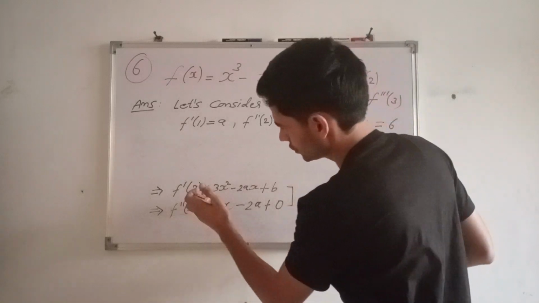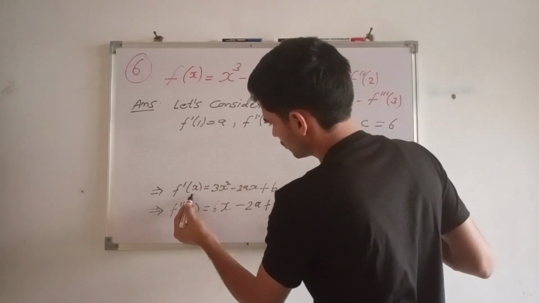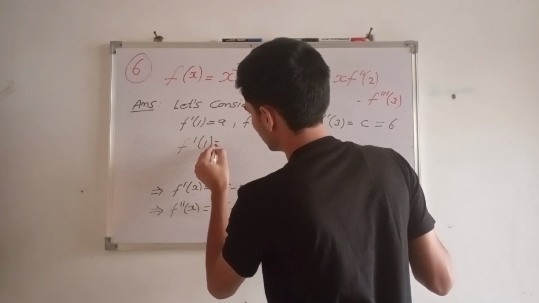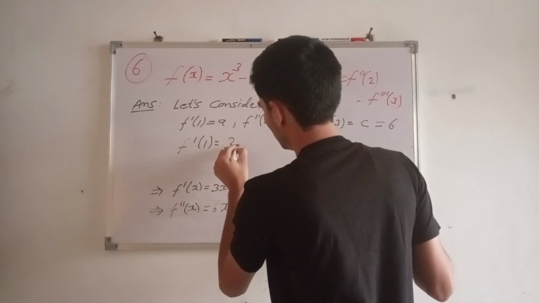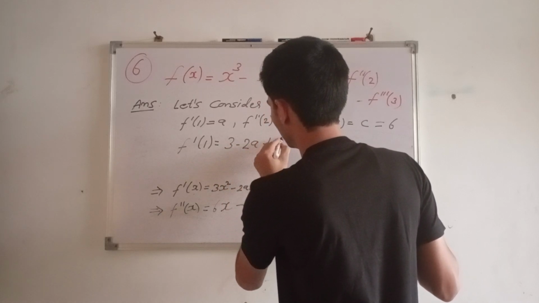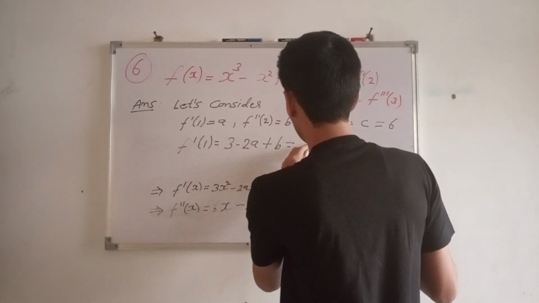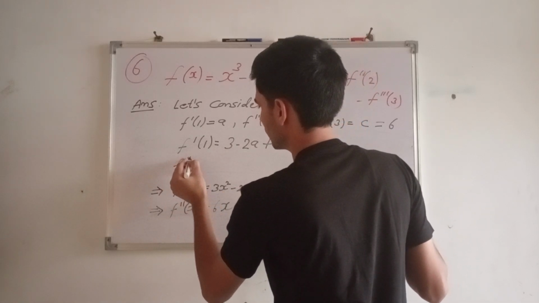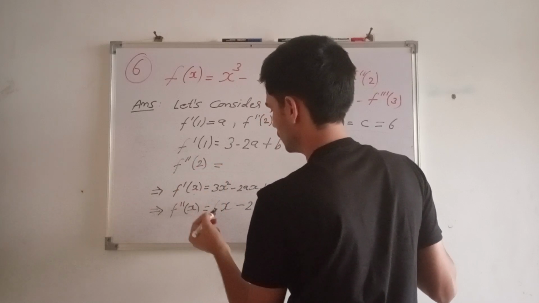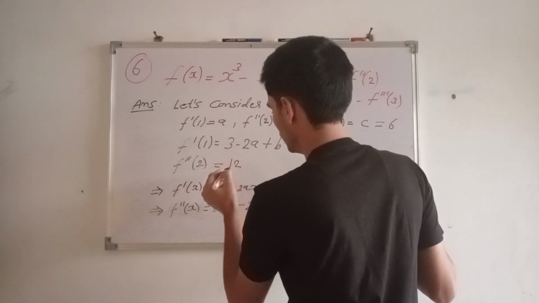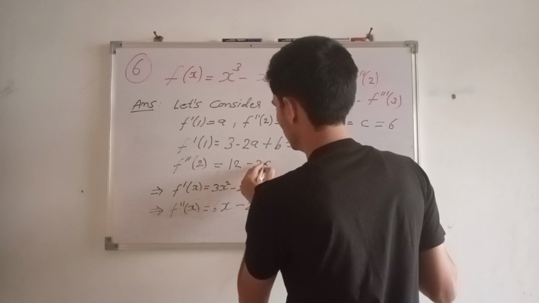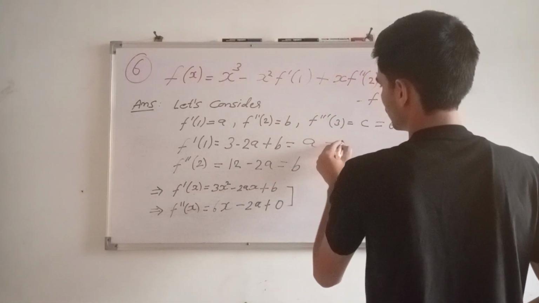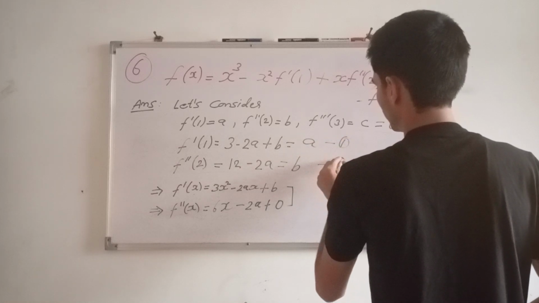Now these two equations are there. Put x is equal to 1 in this, we get f dash 1 is equal to 3 minus 2a plus b is equal to a. Put 2 here, f double dash 2 is equal to 12 minus 2a is equal to b. These are the two equations we have got.